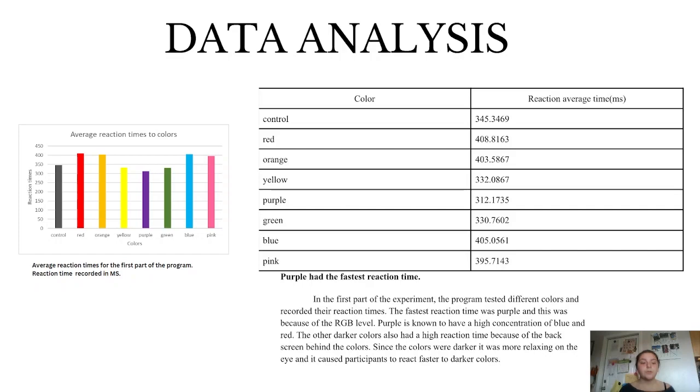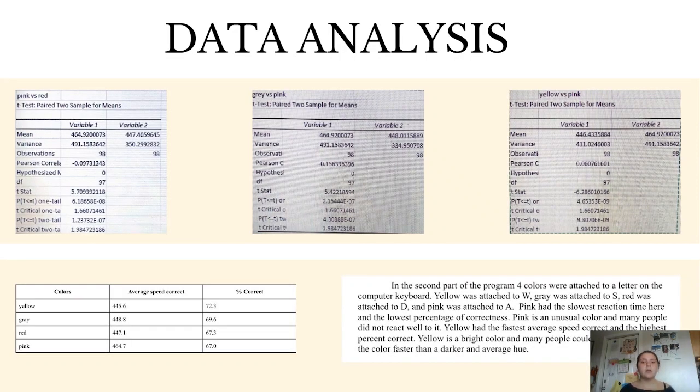So for the second part of my experiment, we see that pink had the slowest average speed correct and the lowest percent correct. So why did this happen? We also did a t-test to prove that pink actually had a significant result: the average speed correct is so high and the percent correct is so low.